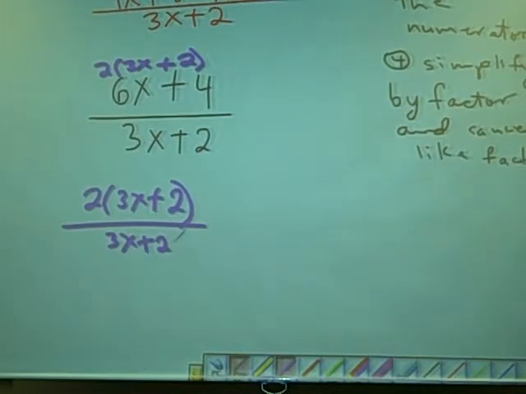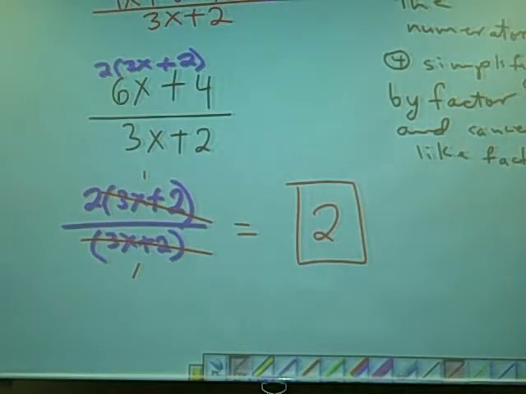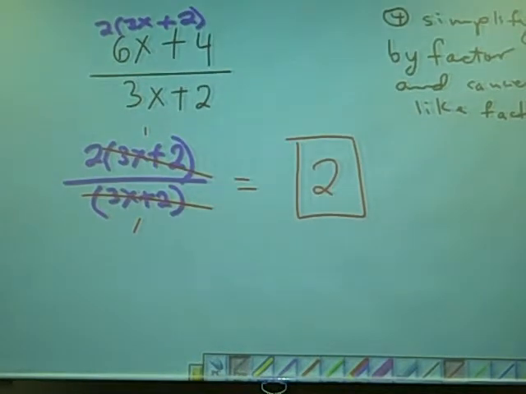And so we can look at this 3x plus 2 in the denominator as having parentheses in it. So we can cancel that, right? The 3x plus 2's can cancel. And so what's left over? To simplify that. All right?